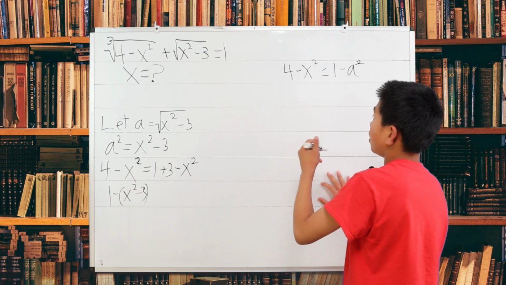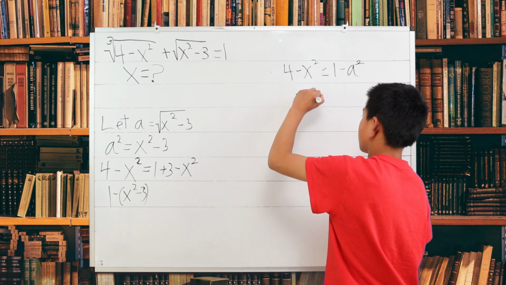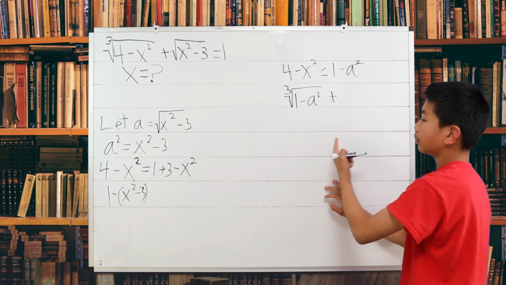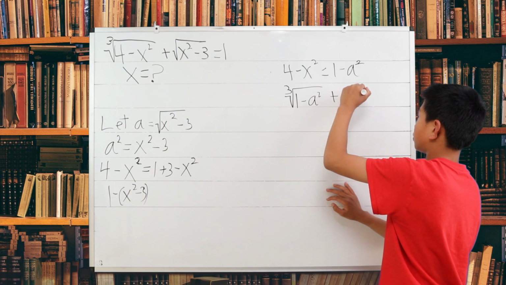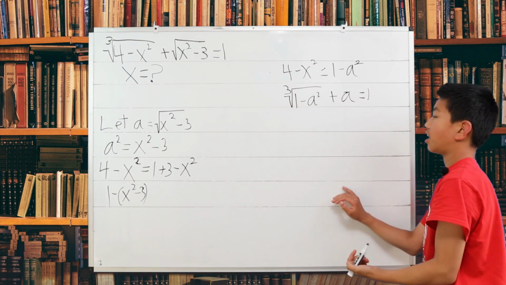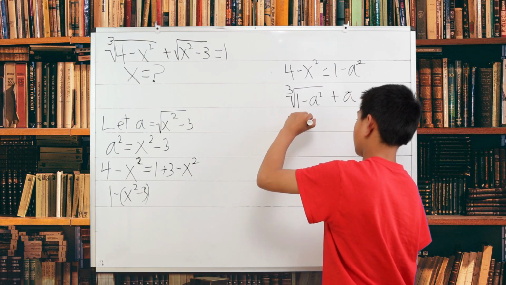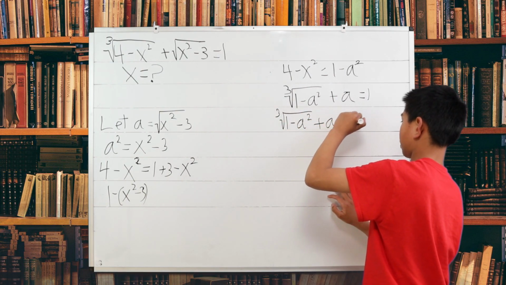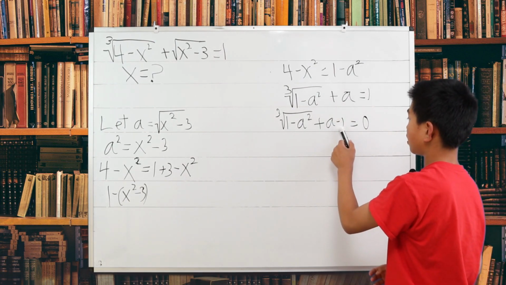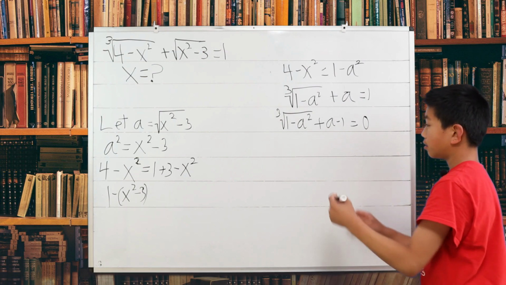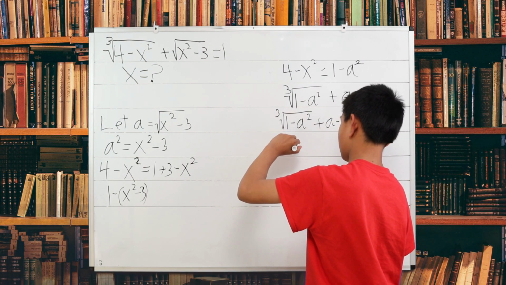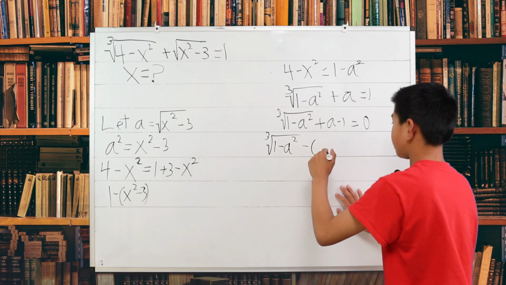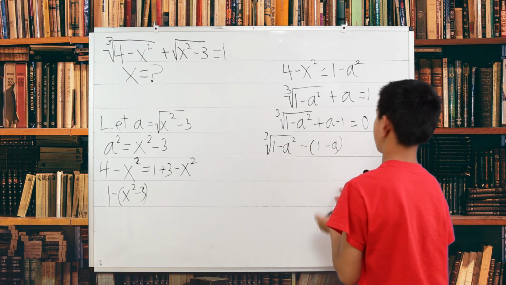So we now have the cube root of 1 minus a squared plus the square root of a squared, which is just a, is equal to 1. Now we move the 1 to the left-hand side. So the cube root of 1 minus a squared, plus a minus 1 equals 0. Now our next step is to try and make this a 1 minus a squared. We can actually do that. So the cube root of 1 minus a squared is going to be just minus 1 minus a is 0.